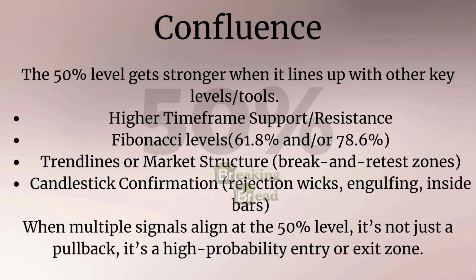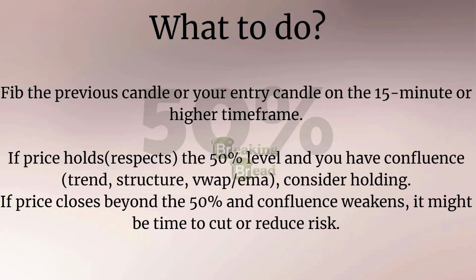I feel like I talk about this in all my sessions, but the 50% level gets stronger when it's lined up with other key levels and tools. So it's your higher time frame support and resistance, your Fibonacci levels, your trend lines, your market structures, your broadening formation, your candlestick patterns. These are all things that you can use to build Confluence. And when multiple signals align with the 50% level, it's not just a pullback, it's a high probability entry or exit zone.